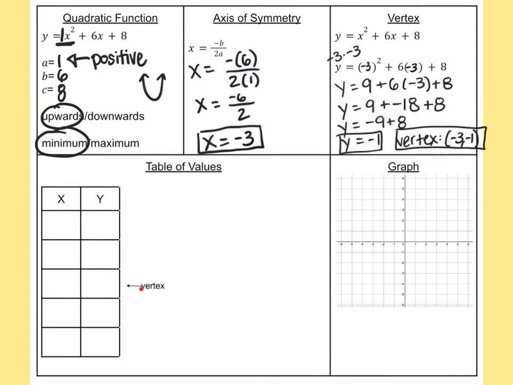All right, now let's move on to the next step. So first, let's fill in the vertex here. The x is going to be -3, and the y will be -1. Then I'm going to go less and more. So I'm just counting by ones, just filling in the table here, going smaller and then bigger.